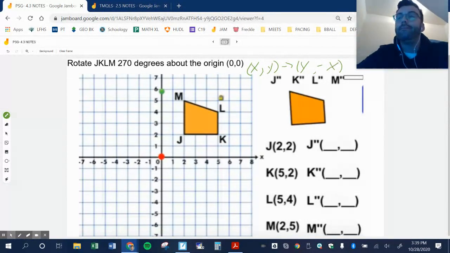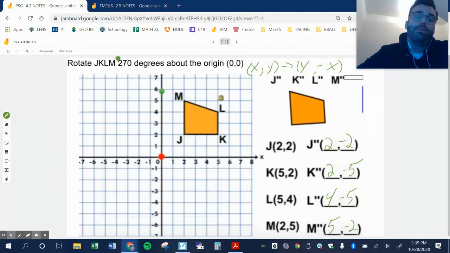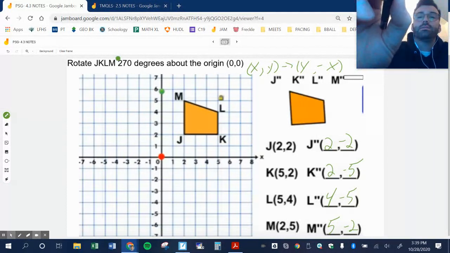All right, so Y is 2. Opposite of X is -2. Y is 2. Opposite of X is -5. Y is 4. Opposite of 5 is -5. Y is 5. Opposite of 2 is -2. There are 4 points. Again, I would make sure you're writing these down. Maybe not write the graph. That's okay. Here's J, K, L.